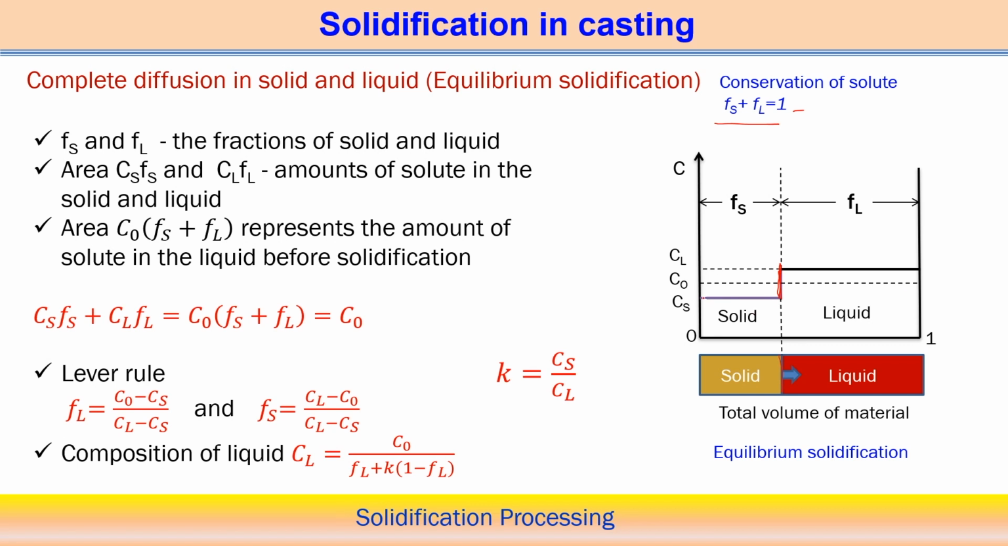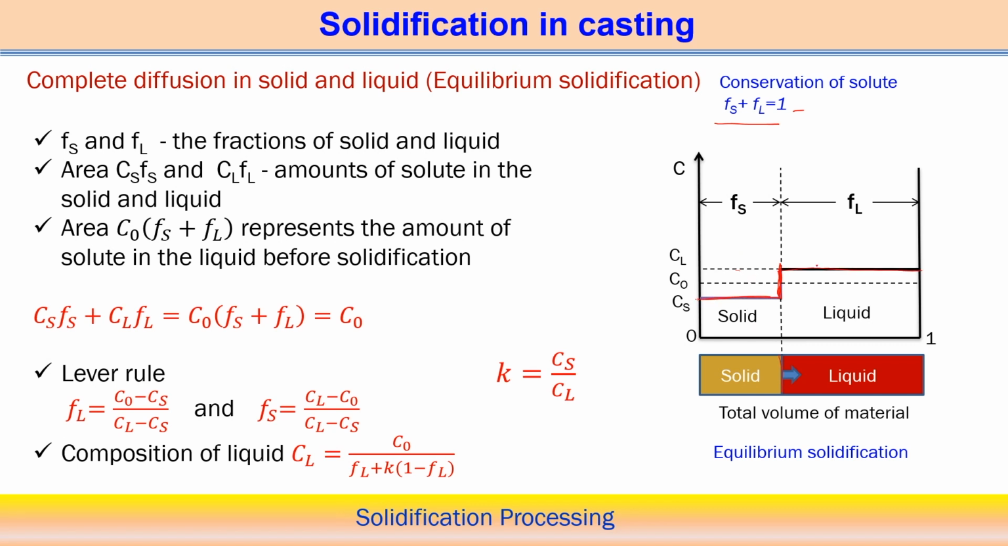Here you can see Cs is the composition of the solid; definitely the concentration of the solid is less than that of C0, as we observe from the diagram. Cl is the composition of the liquid phase, which is more than C0. Because we are allowing complete diffusion to occur, it is represented by the straight line.